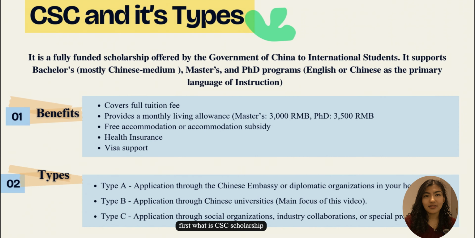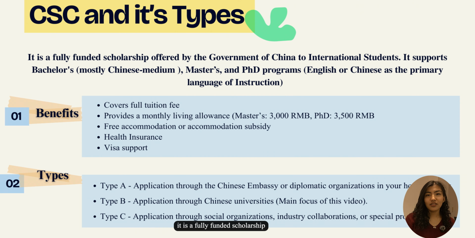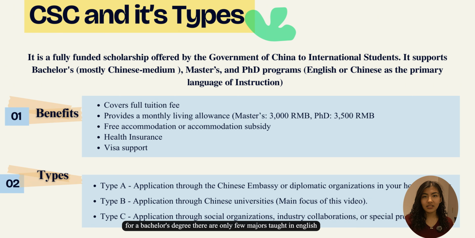First, what is CSC scholarship? It is a fully funded scholarship offered by the government of China to international students. It supports bachelor's, master's, and PhD programs. For a bachelor's degree, there are only few majors taught in English, and majority of majors are taught in Chinese. If you choose Chinese taught bachelor's program, then you must complete 1 year of Chinese language study. But for master's and PhD students, there are several English taught programs available.